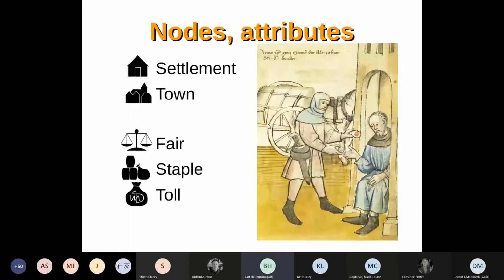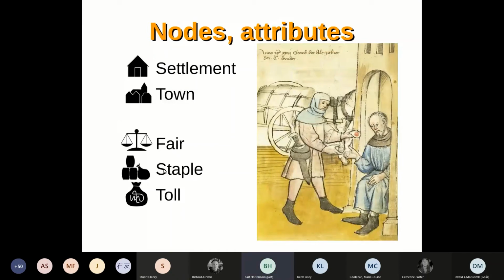Then we have three attributes that are related to commercial travel, so to trade. One is fair, which are usually organized in towns. They are annually organized markets. And in pre-modern times, as you might probably know, they were the focal points of long-distance trade. So the main places of long-distance exchange. And then we have the staple markets.